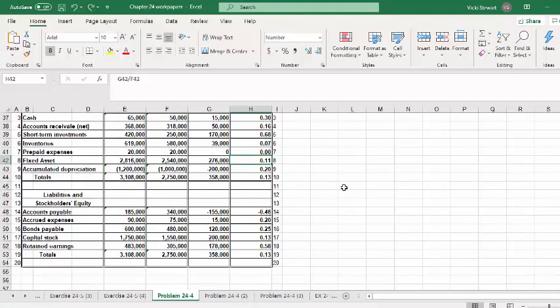On the liability side, we can see that there has been an increase in bonds payable and also in our capital stock, and a fairly large increase in retained earnings, 58%. So this statement makes analysis of the year's operations generally easier. And that is the conclusion of the demonstration for problem 24-4B.